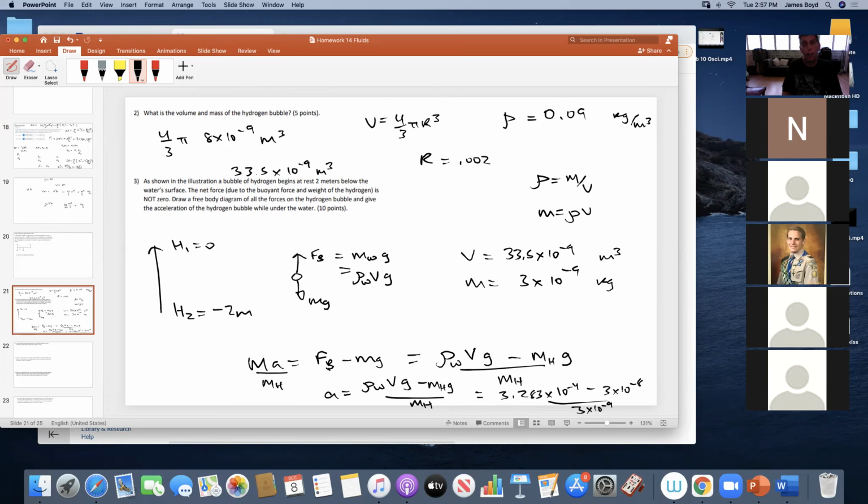10 to the fifth. Sorry, my dogs are being annoyed. This answer is going to be about 10,000 meters per second. Pretty fast as it shoots up. If I did that right, I might have messed it up. Girls, stop. Let me double check that really fast and make sure that I didn't completely mess that up.